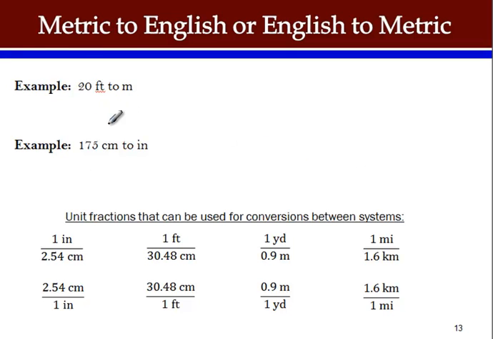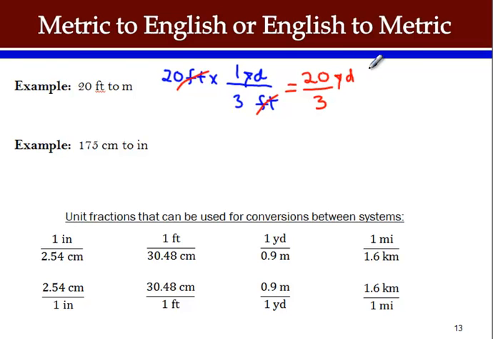And I want to change 20 feet to meters. Ideally, I'd have feet to meters here, but you'll notice that I don't. So I may have to do another conversion first before I can use what's down here. If I need yards to meters, the first thing I can do is take my 20 feet and change that over to yards by using what I know, and that is that for every 1 yard there are 3 feet. So now the feet are going to be gone, and I'm going to have 20 yards over 3. Now you could go ahead and divide that out, but it's not going to be an integer because it won't go evenly. It would be a mixed number. So I'm just going to leave it like that.